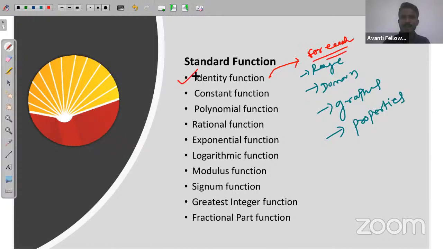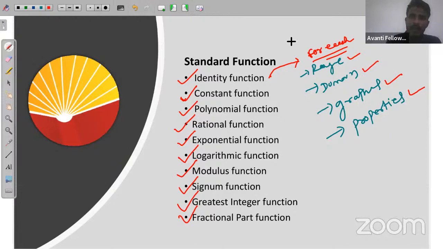Listed here: identity function, constant function, polynomial function, rational, exponential, logarithmic, modulus, binomial, greatest integer, fractional part. For all these functions, we are going to see quickly the range, domain, graphs, and some properties of them. So one by one, we're going to cover them tomorrow, in detail.